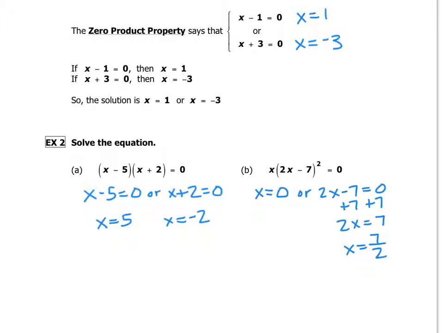Now the interesting thing here is that this particular root came from a binomial that is a factor in this equation 2 times. So this is actually what we call a double root. And a root is just a solution to the equation.